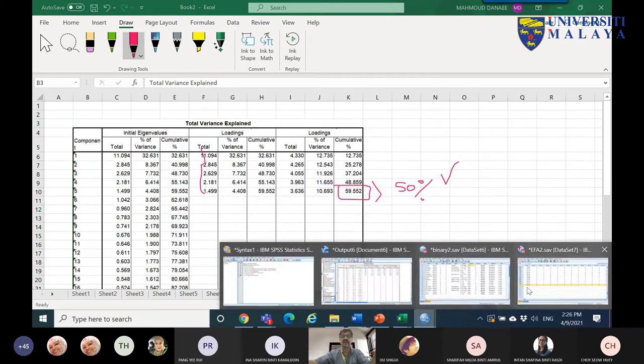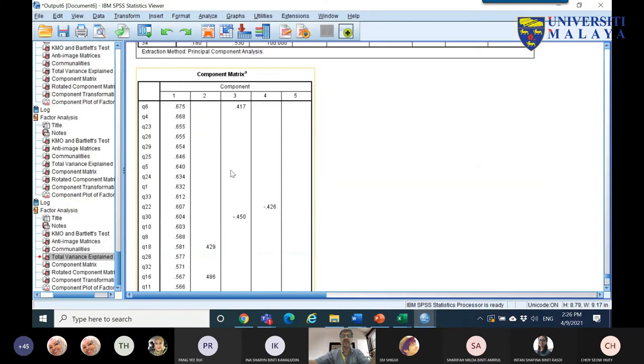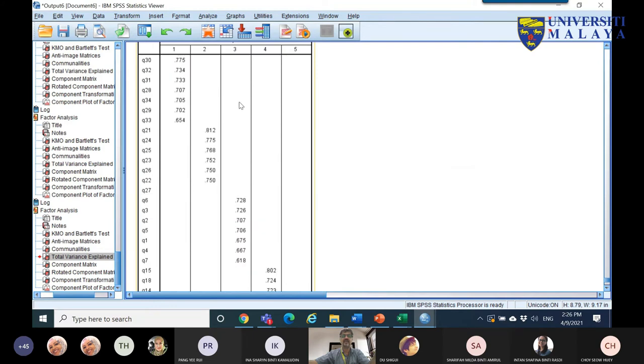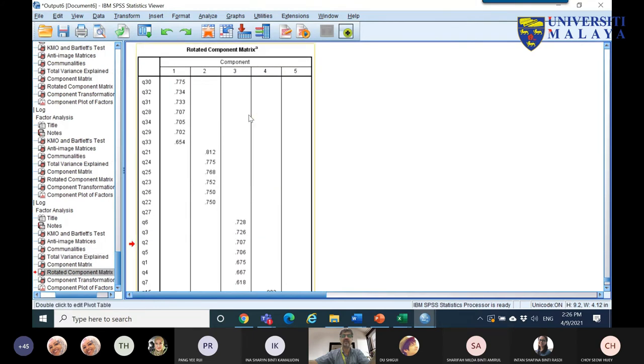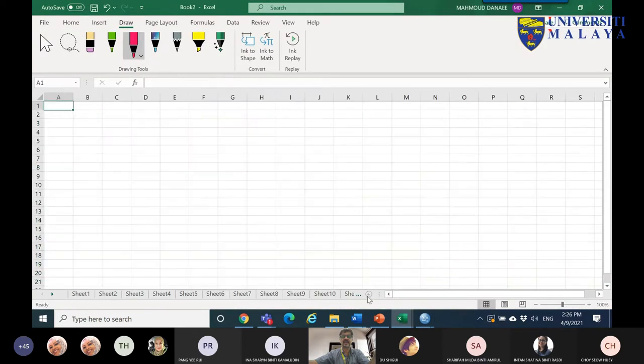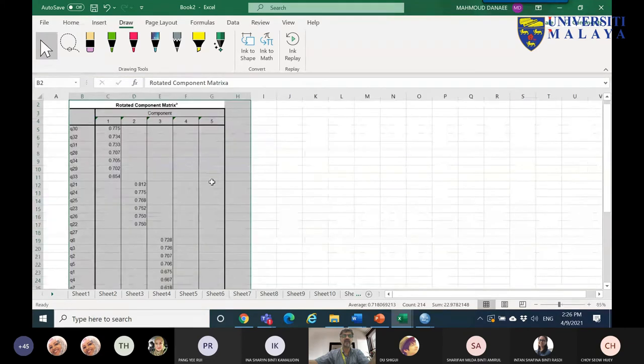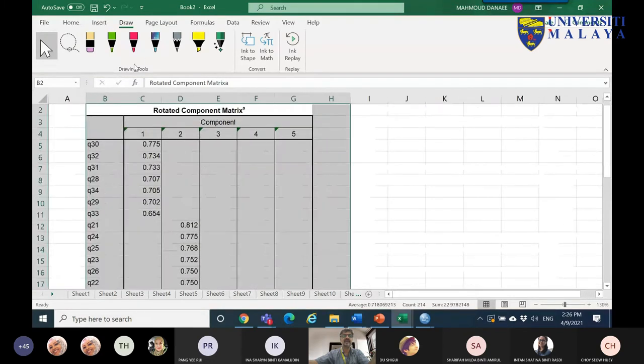And followed by that, of course, you can go and check the pattern. We go to the pattern, we copy this table. Let me show you in Excel. So now, as you can see here, the first component, second, third. The first component belongs to this item. The third, the second component.